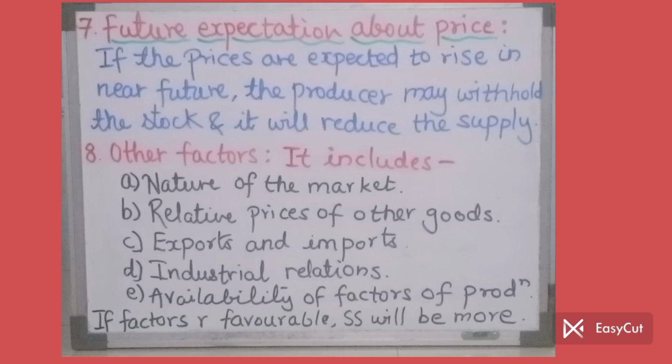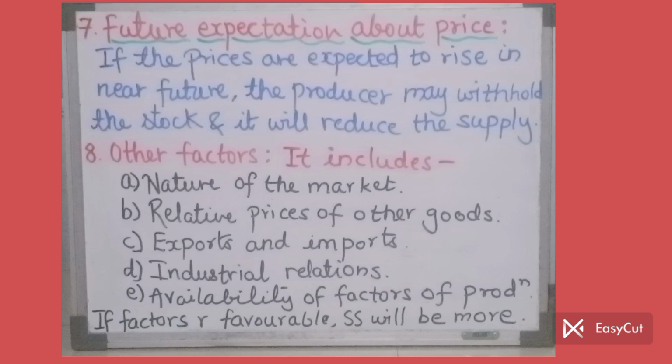That's it. Coming to the last point, point number 8, other factors. Now in this, we'll just mention the name of the other factors and we will conclude the answer. It includes nature of the market, relative prices of other goods, exports and imports, industrial relations, availability of factors of production. Here no need to mention all the factors. You may just mention some 2-3 factors and it will do.